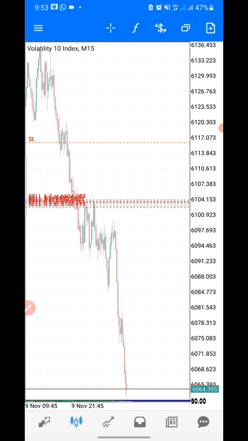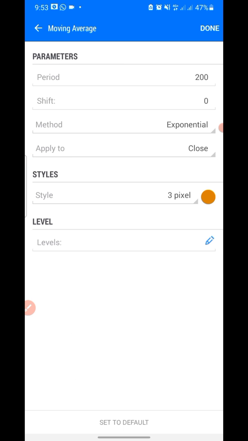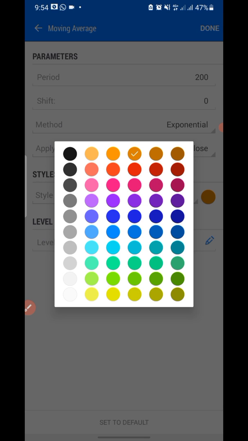Like I said, it's an updated version of the last strategy we dropped on Boom and Crash, and a lot of you guys asked that we use this same strategy to trade VIX, and that's the reason why we're making this video. So the first thing you're going to add is the exponential moving average. I'm going to use the period 200. The color doesn't really matter, you can choose any color as long as it's quite visible on your chart.